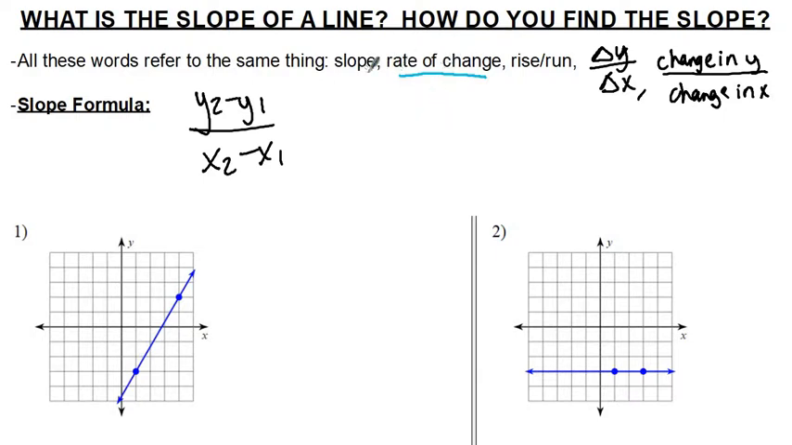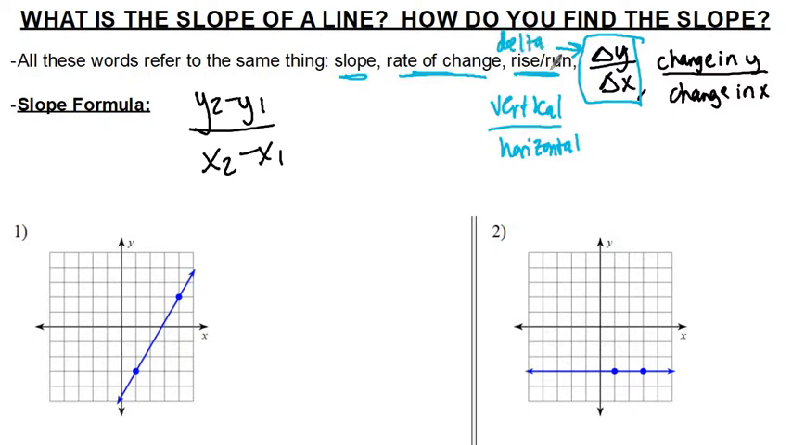So a couple different ways of referring to slope. You can refer to it as slope or the rate of change or the rise over the run. That means the vertical rise over the horizontal run. This symbol, the little triangle with the y, triangle x, that means delta. Delta is a Greek letter or symbol which means change. So the change in y over the change in x. And this formula right here, that's exactly what that means.